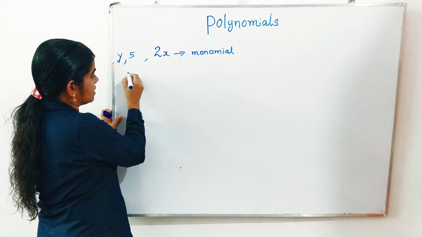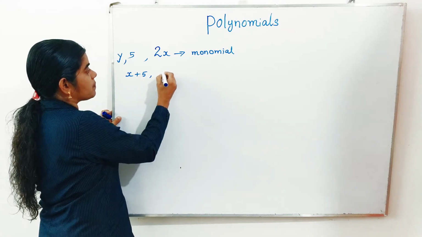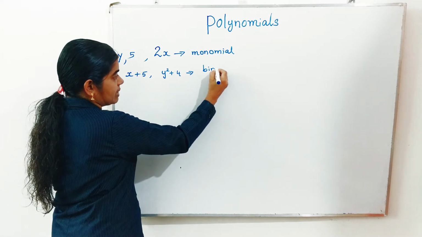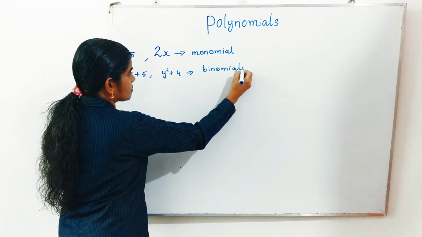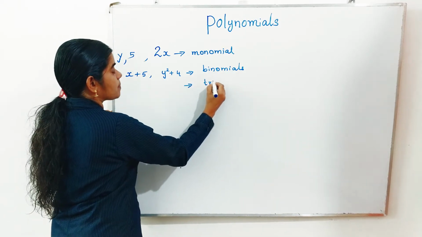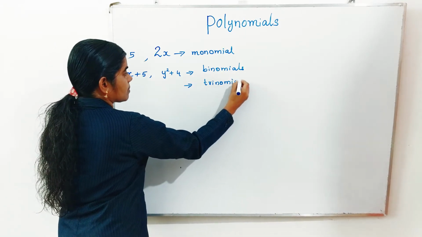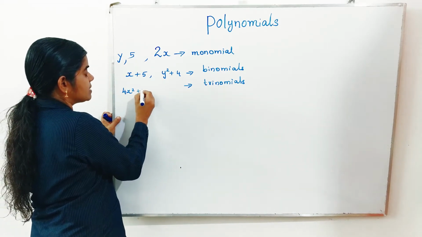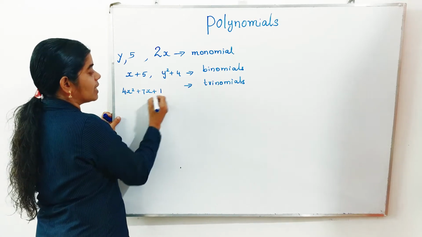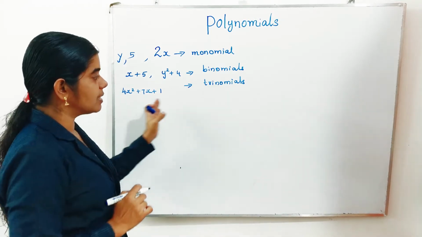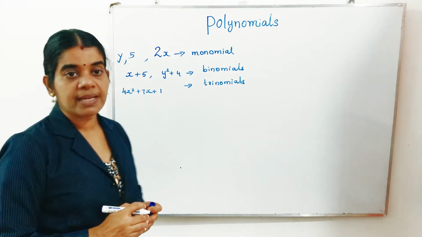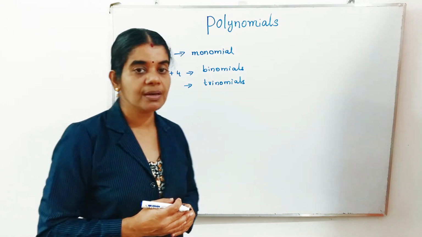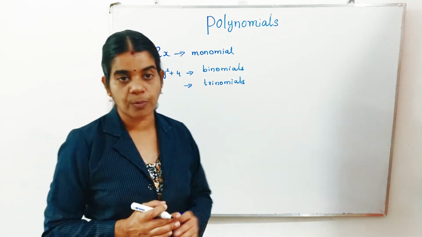Binomial means two terms, that is x plus y square plus 4. These are all binomials. Trinomial means three terms are there. For example, 4x square plus 7x plus 1. Here three terms are there, that is known as a trinomial. Based on the terms in an algebraic expression, we classify monomial, binomial, trinomial.